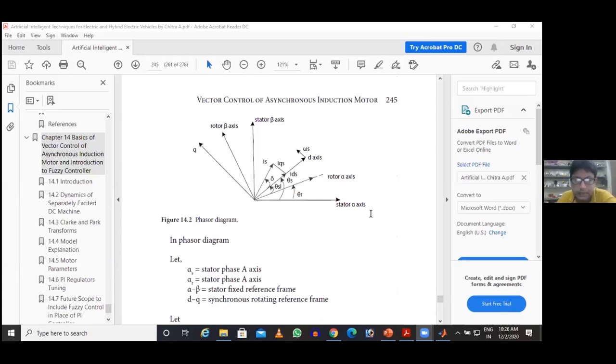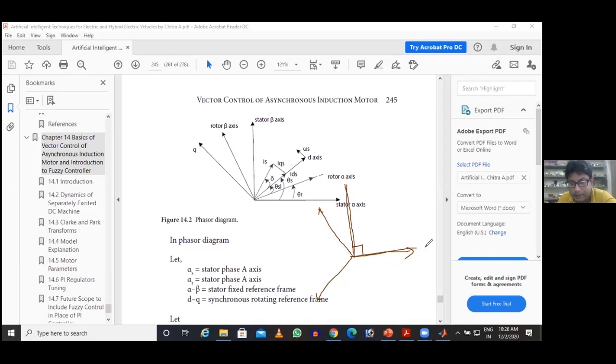So this is a simple phasor diagram. What I was telling is the Park and Clarke transform. I hope you all know that it's not a big thing. I will explain it here very quickly. So this is your R phase, this is your Y phase, and this is your B phase. Now from the three phase, you want to convert to two phase. So this angle is 90 degrees. So this is your alpha axis, this is your beta axis. This is the stationary axis.